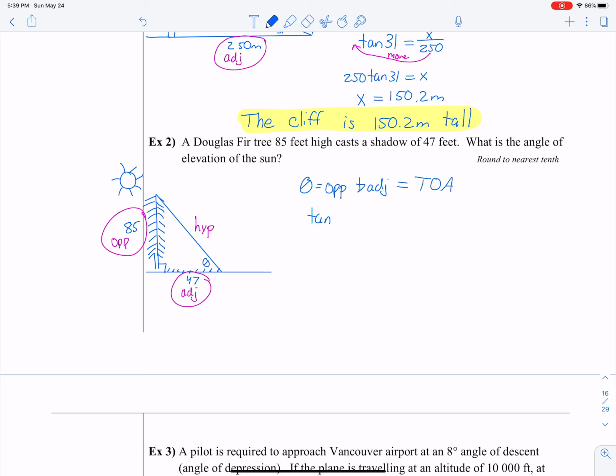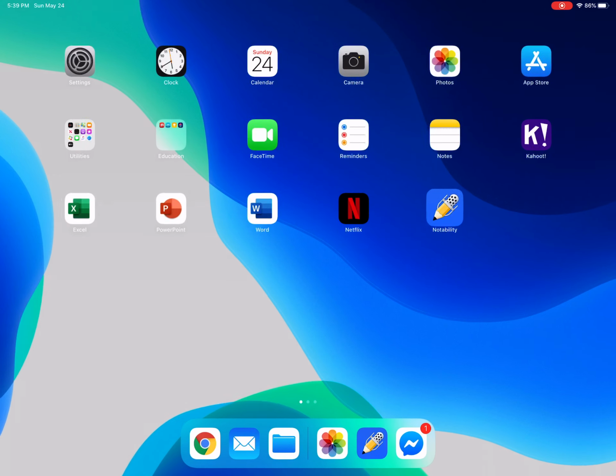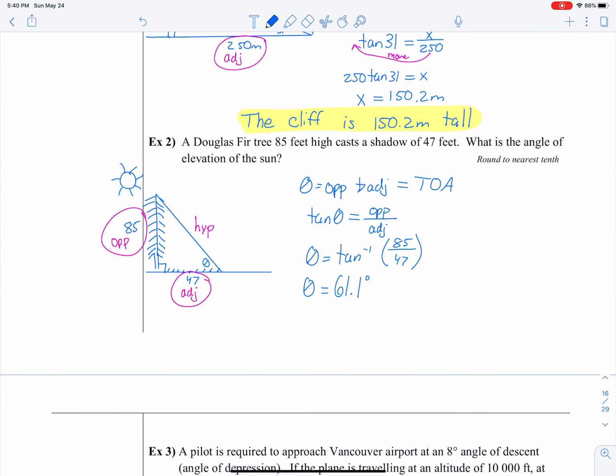So tan of our angle is equal to opposite over adjacent. We want the angle, so we're going to do the opposite of tan, tan to the -1. Our opposite is 85, and our adjacent is 47. I'm going to put that into the calculator, and I get 61.1 degrees. This is also to the 10th, so 1 decimal.